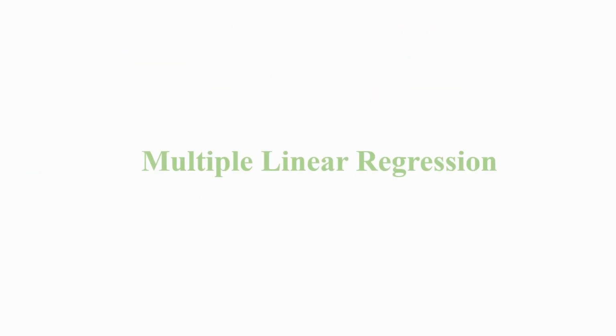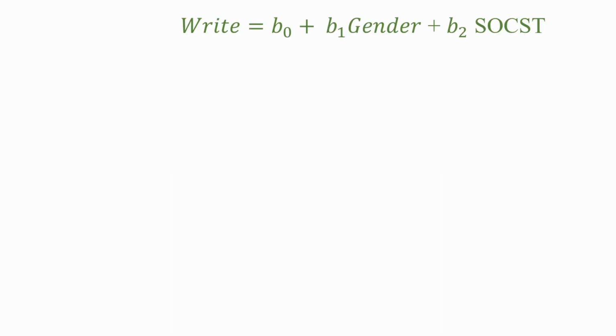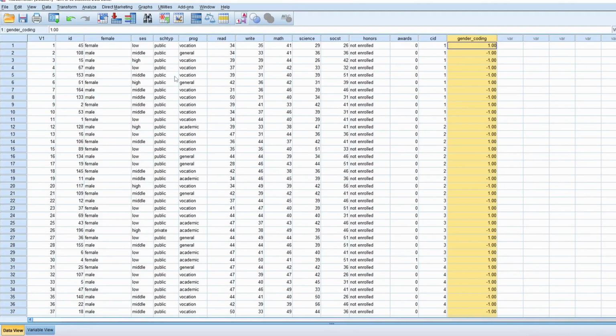We're going to look at another situation, multiple linear regression. Multiple linear regression means that instead of one independent variable, there is more than one. Here we're going to use writing score predicted by gender and the social science score. So let's go to SPSS to look at how the data looks. The social science score is continuous, so we do not really need to do any coding for it.